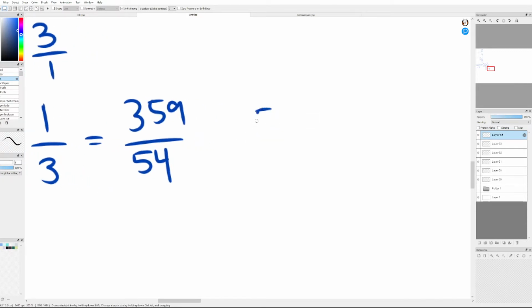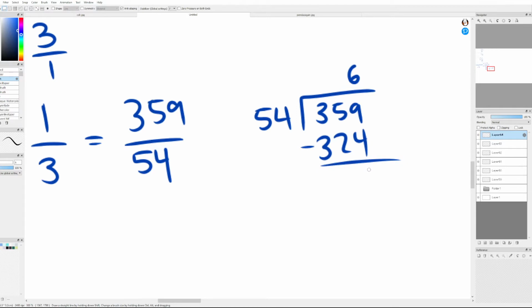So 359 divided by 54. 54 does not go into 35 any times, but 54 goes into 359 6 times. So if we do 6 and then do 54 times 6, we get 324. And then if we minus this, we get 35. So 6 with 35 over 54.